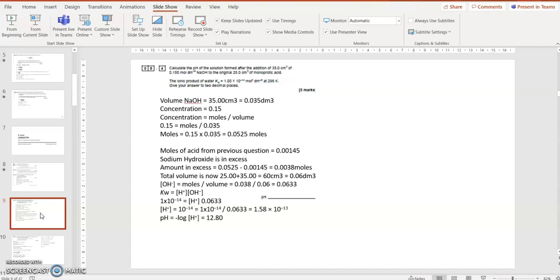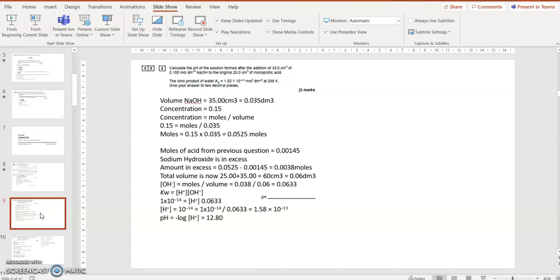How do I know that? It's because I've been given the ionic product of water, and the ionic product of water is H+ concentration multiplied by OH minus concentration. So if I can find out the OH minus concentration, I can use Kw to work out H+, and I can use that to work out pH. So Kw converts H+ into OH minus and vice versa.